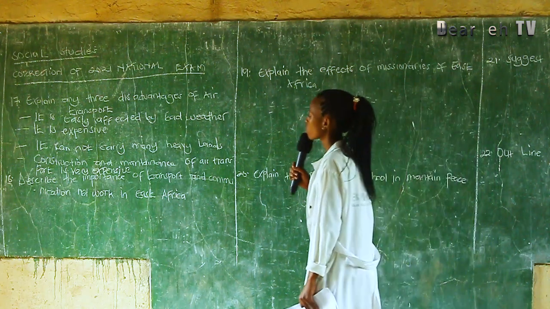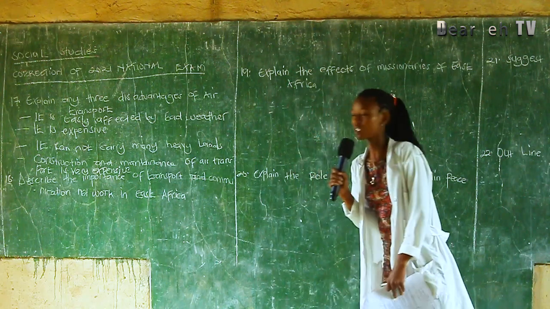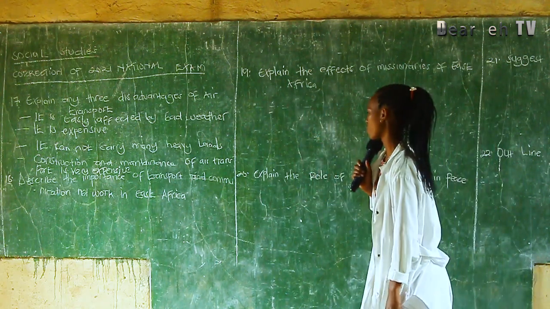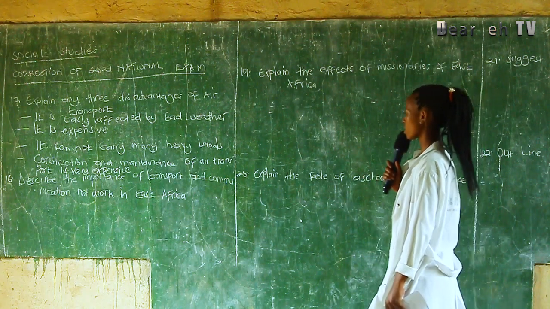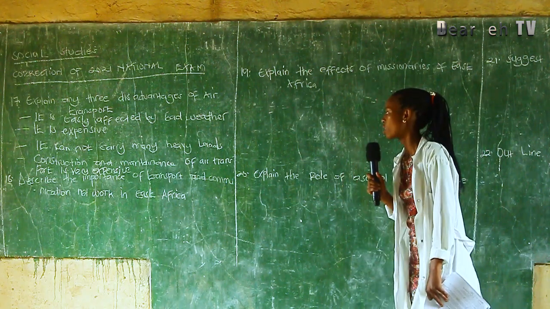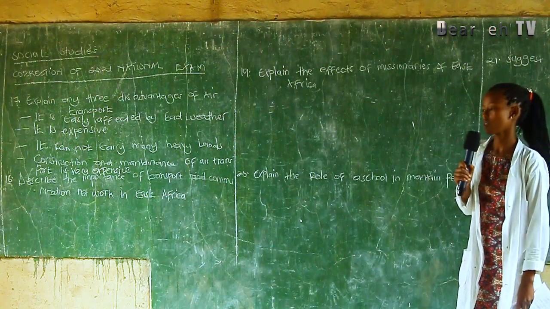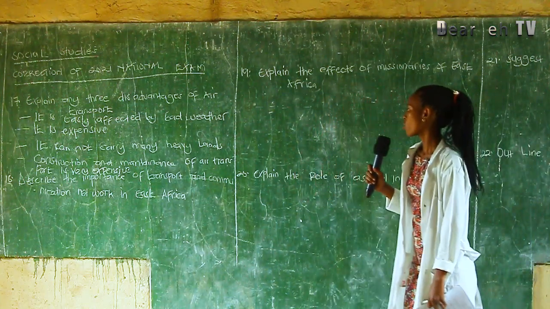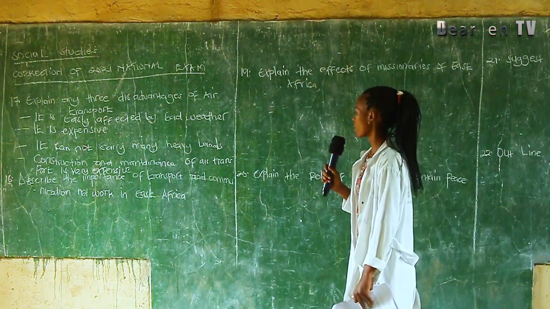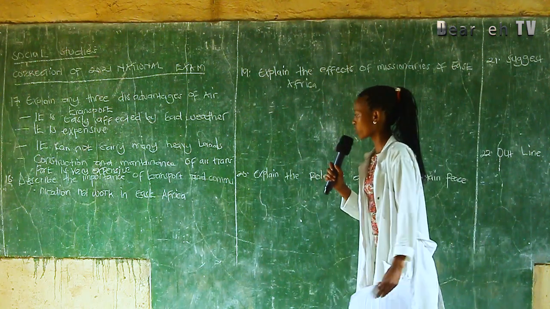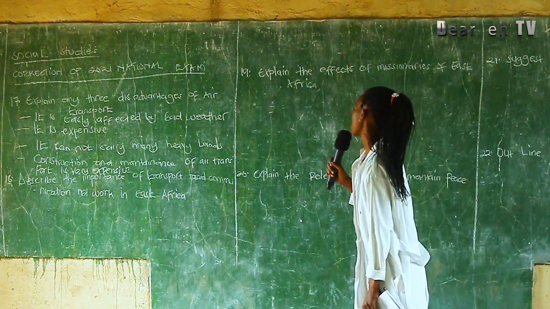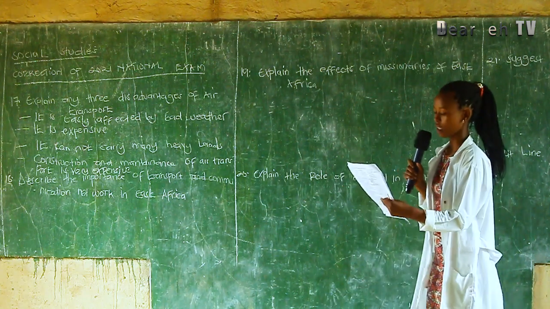So let us go to question number 18, which states: describe the importance of transport and the communication network in East Africa. Transport and communication have many importances.